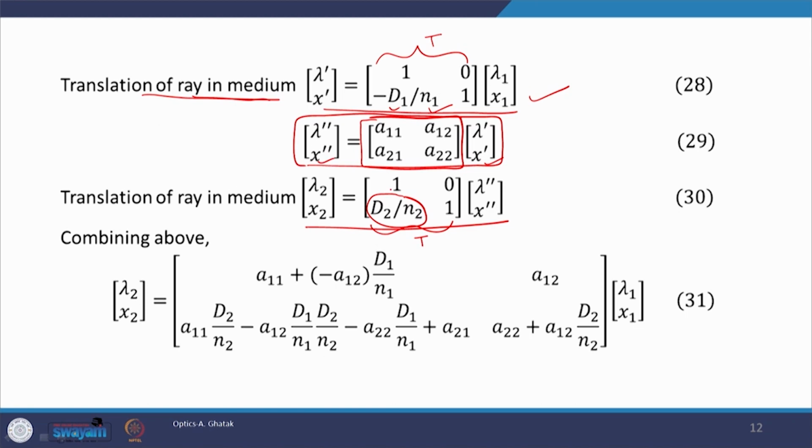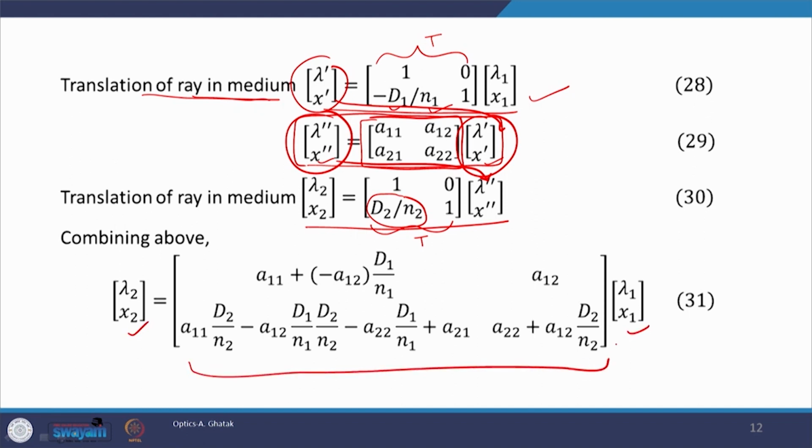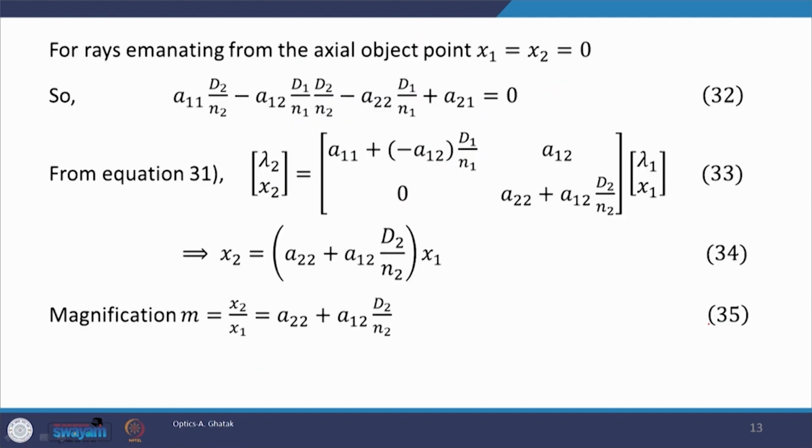If we know this, then we will combine equations 28, 29, 30 as we did previously. How to combine this? This would be substituted here in equation number 29, and once the expression for lambda double prime x double prime is known, this would be substituted here in equation 30. This will ultimately relate lambda 2 x2 with lambda 1 x1 with this 2 by 2 complex matrix, which is given by expression 31. And what are the unknowns here? Unknowns are a11, a12, a21 and a22. Okay, let us proceed further.